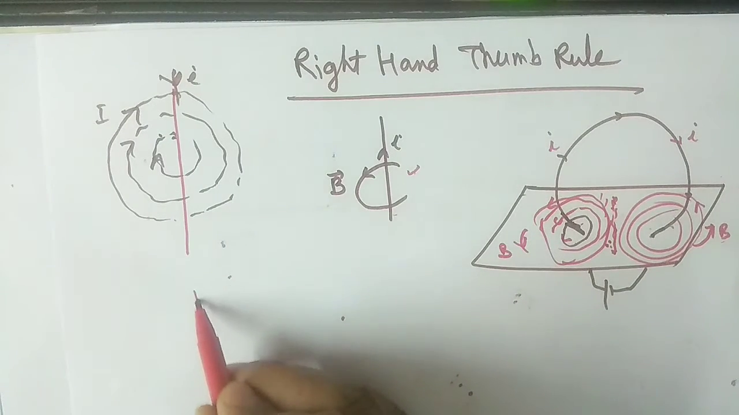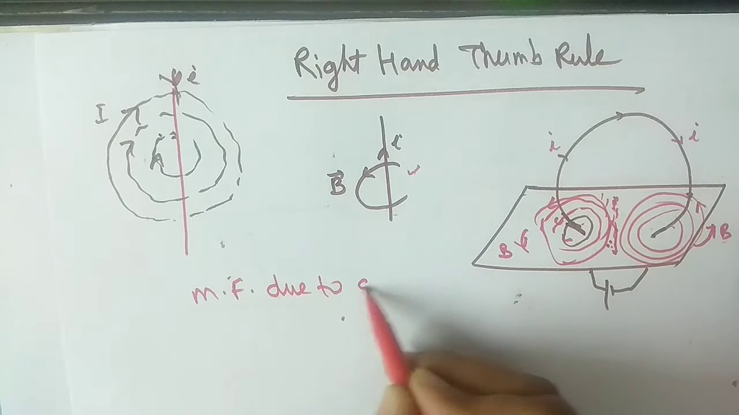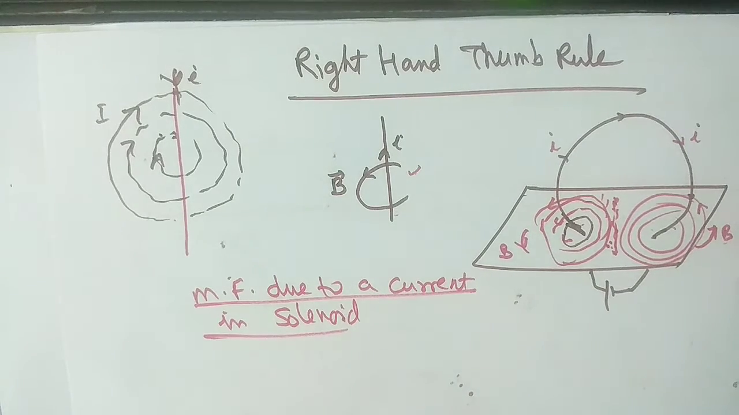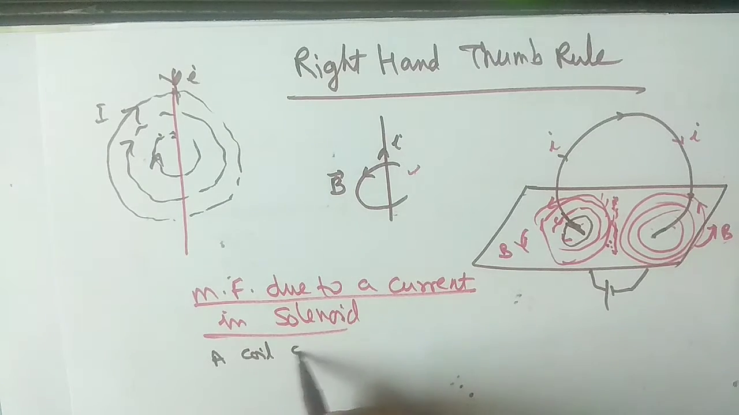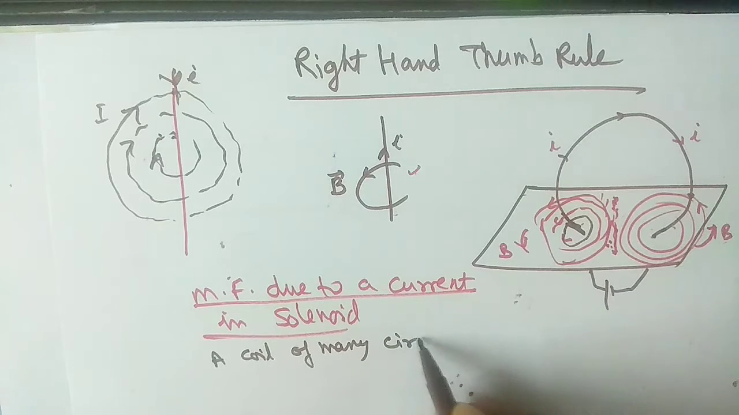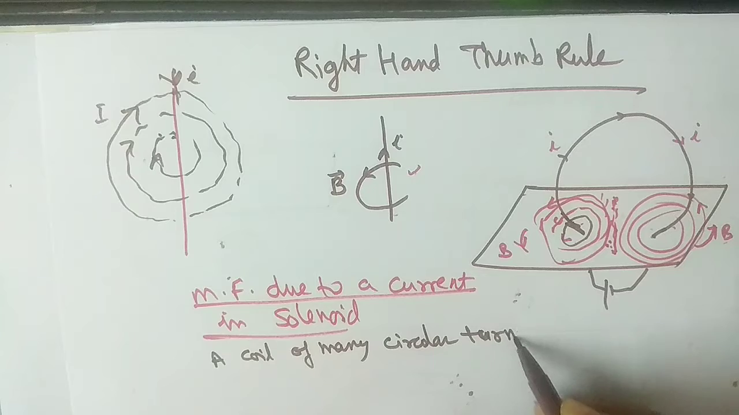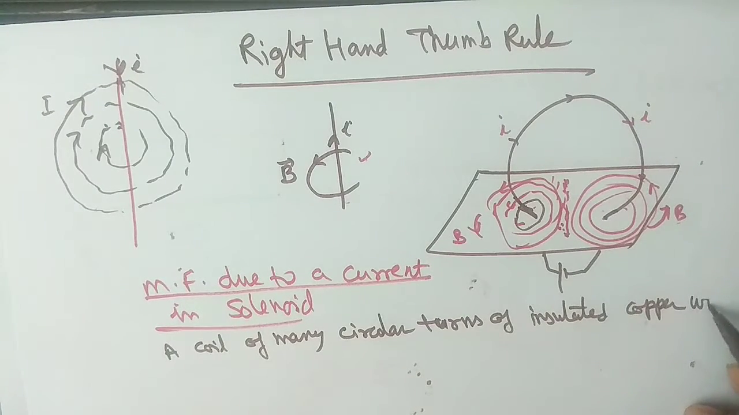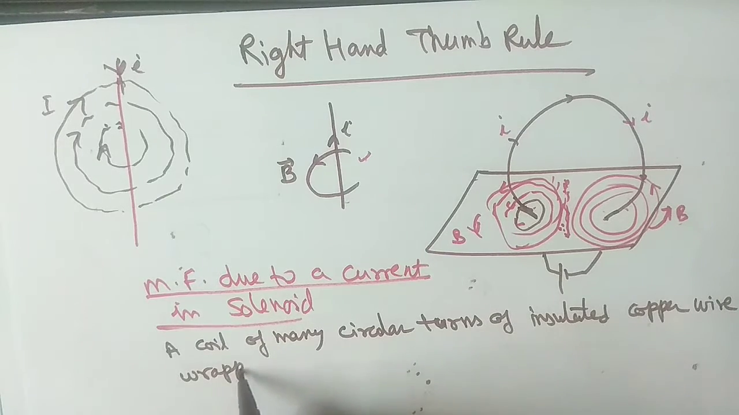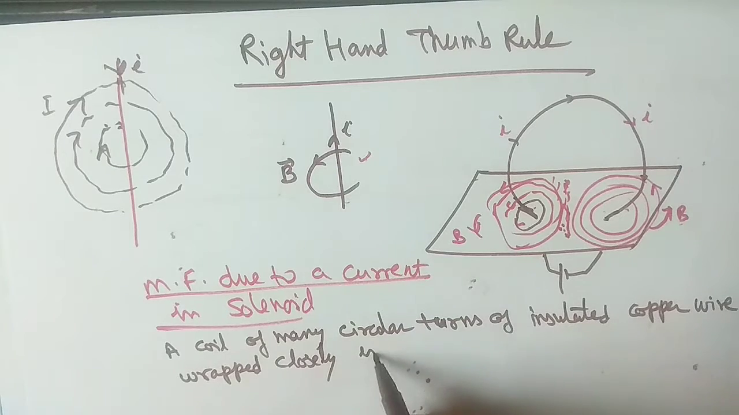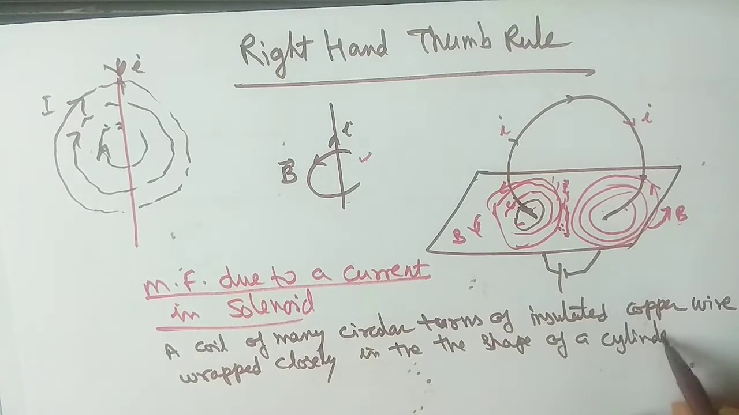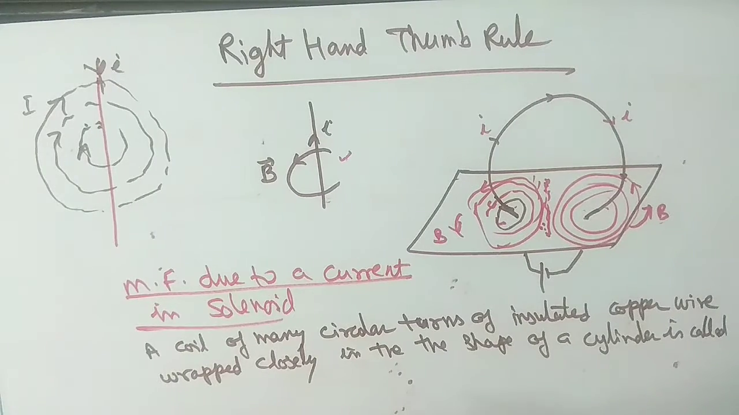Now another topic is the magnetic field due to a current in a solenoid. First of all, you should know what a solenoid is. The definition: a coil of many circular turns of insulated copper wire wrapped closely in the shape of a cylinder is called a solenoid.